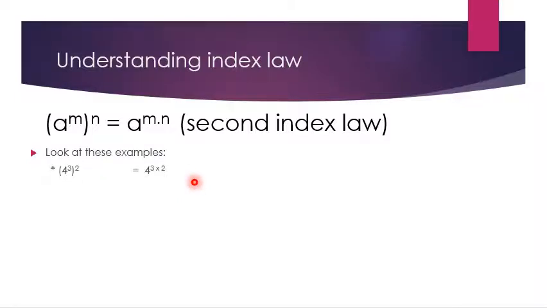For this example, 4 to the power of 3, and then inside those brackets to the power of 2. So we'll get 4 to the power of 3 multiplied by 2, which is 4 to the power of 6. To prove this, we know that 4 to the power of 3 and then to the power of 2 means 4 to the power of 3 multiplied by 4 to the power of 3 also.